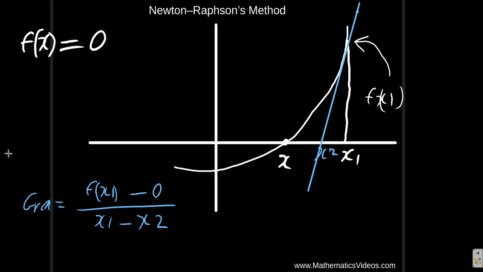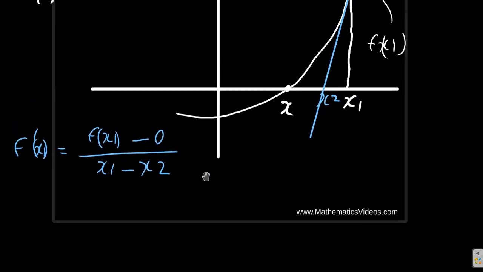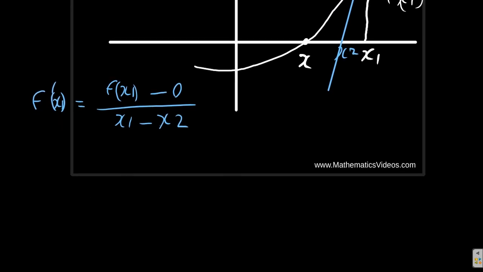Now, the gradient is given by the gradient function, which is the derivative of f of x at x1. So here we say f prime x1 is equal to f of x1 minus 0, because we're going down to the x-axis, which is y equals 0, over x1 minus x2. What is x2? Where is it? Let's transpose this equation to get x2.